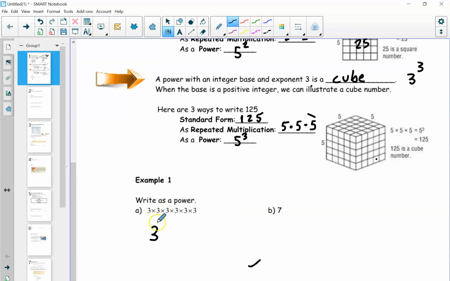It's 3. Now we just have to figure out what the exponent is going to be. So there's 1, 2, 3, 4, 5, 6 of them. So we're going to write 3 to the power of 6. All right. Now how do we write powers when it's just one number? Whenever it's just one number, it's always to the power of 1. So that one's nice and easy.